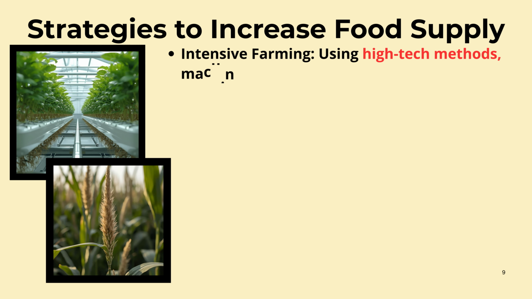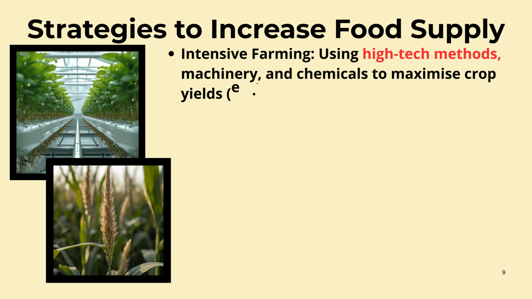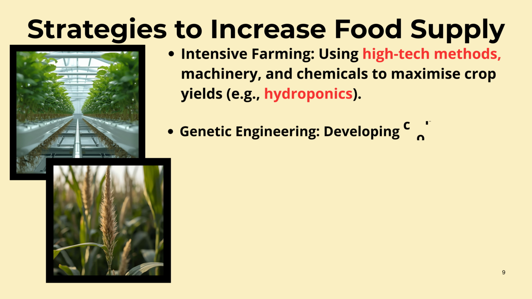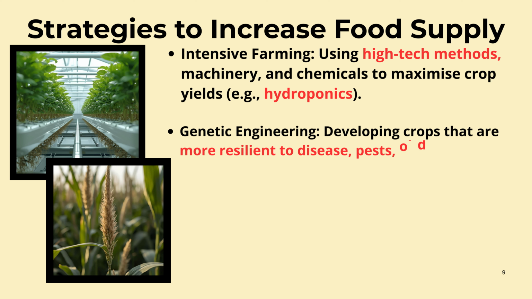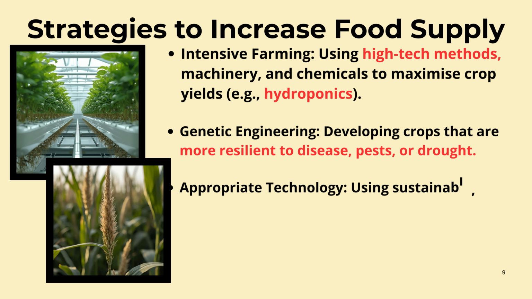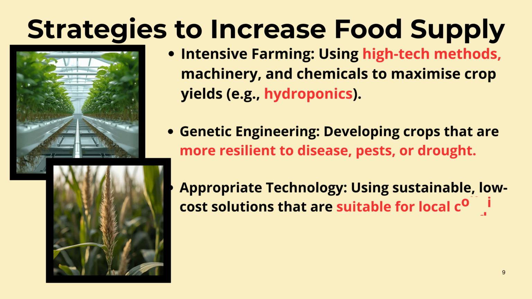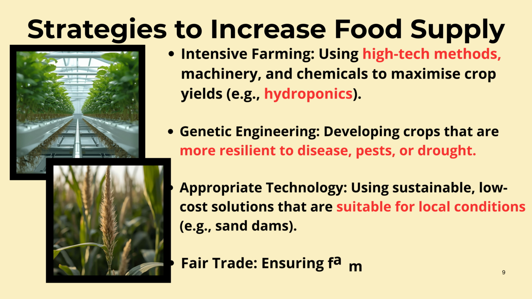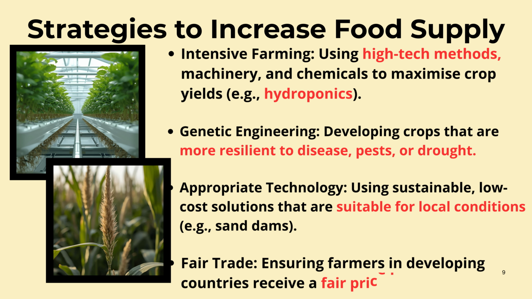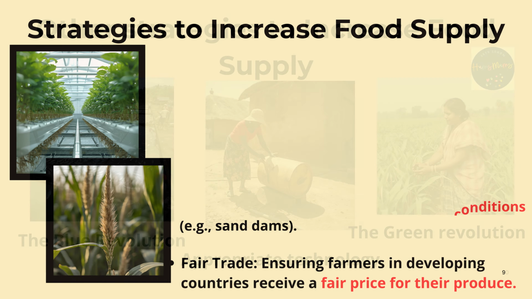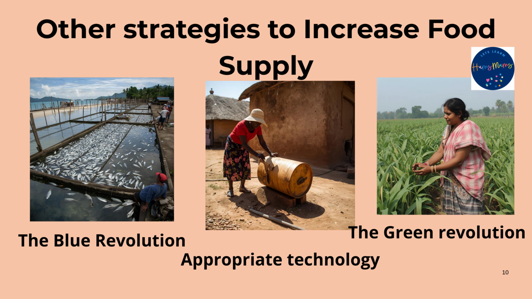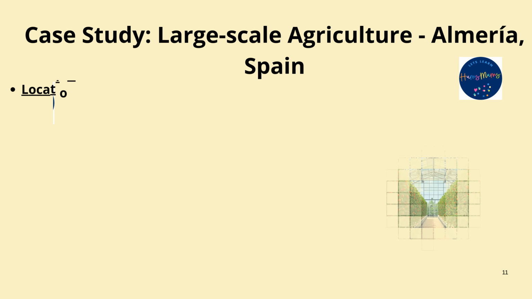So what can we do about this? Well, there are lots of technologies that we are developing to boost our global food supply, one of which is hydroponics and aeroponics. So these sort of high-tech methods. So that's actually farming without soils. Use of GM crops, genetically modified crops, which are more resilient to disease and pests and droughts that can survive difficult times. Appropriate technologies, and even things like fair trade, making sure that our farmers receive a fair price for their produce. We've also got things like the Blue Revolution, the growth in fish farming, appropriate technologies like the universal nutsheller and the hippo roller, and the Green Revolution, the introduction of the IR8 rice crop in India.